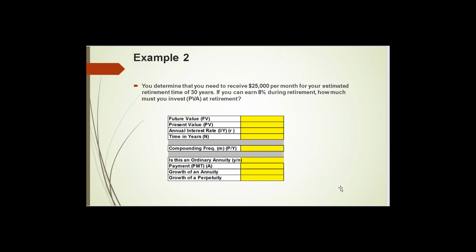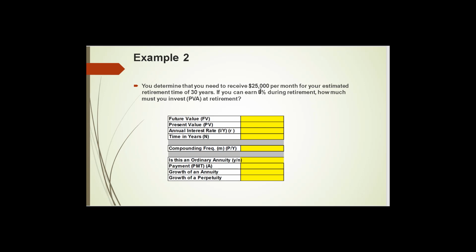Again, another example of this: you need to receive $25,000 a month during retirement, and you're going to live in retirement for 30 years. You can earn 8% on your money. How much money will you need to have in your retirement account to live for 30 years and withdraw $25,000 a month? So we plug this in. The interest rate is 8%. The time frame is 30 years.